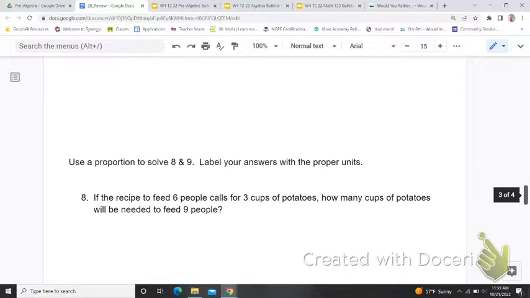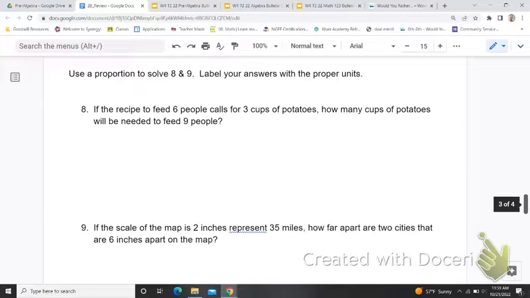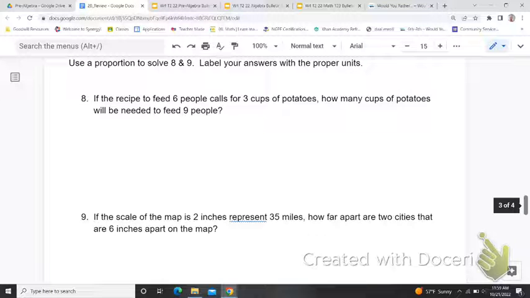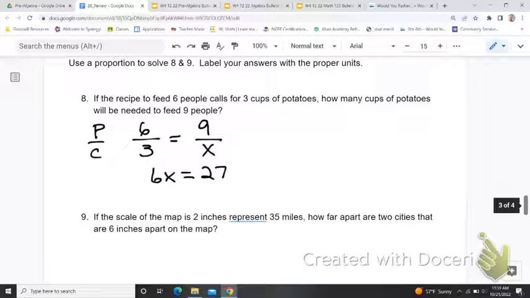So we have some proportion problems that are word problems. Again, these are in a different section to remind you to use a proportion to solve them, not the spurt method. They don't fit that pattern. So 6 people, 3 cups of potatoes. So this is my people and my cups. How many cups for 9 people? And then I cross multiply. So 6x is 27. So when I divide, I get 4.5.